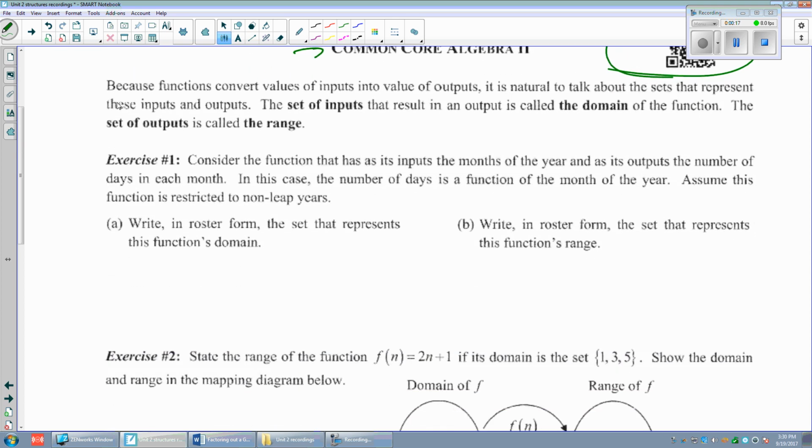Okay, we're going to be talking about functions. Because functions convert values of inputs into a value of an output, it's natural to talk about the set that represents these inputs and outputs. The set of inputs is called the domain. The set of outputs is called the range.